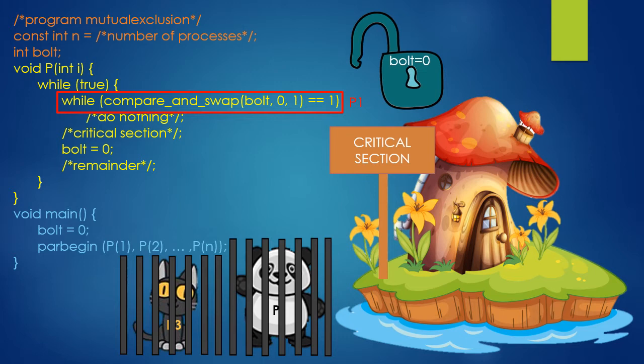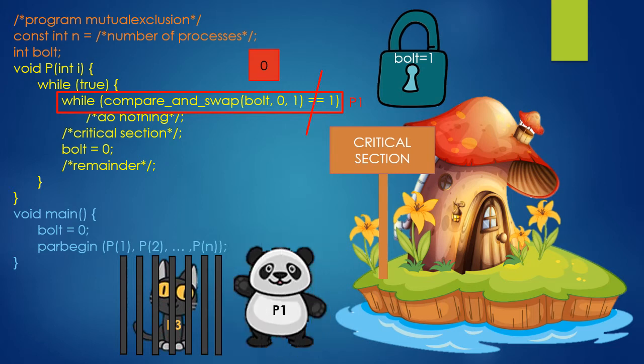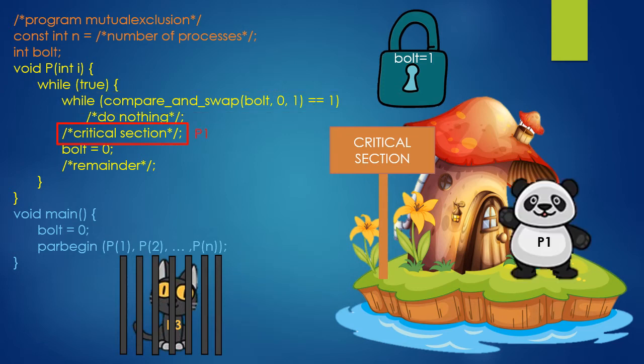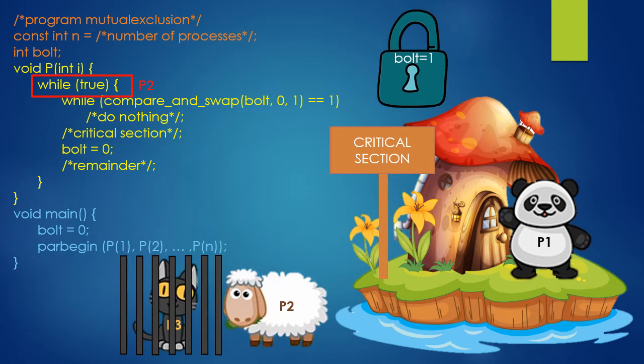P1 compares bolt with 0. The comparison is true, so bolt is set to 1. Compare and swap returns the old value of bolt, which is 0. The while condition becomes false. P1 does not move into the second while's body. Instead, it lands into its critical section. The first while makes P2 loop in its code again.